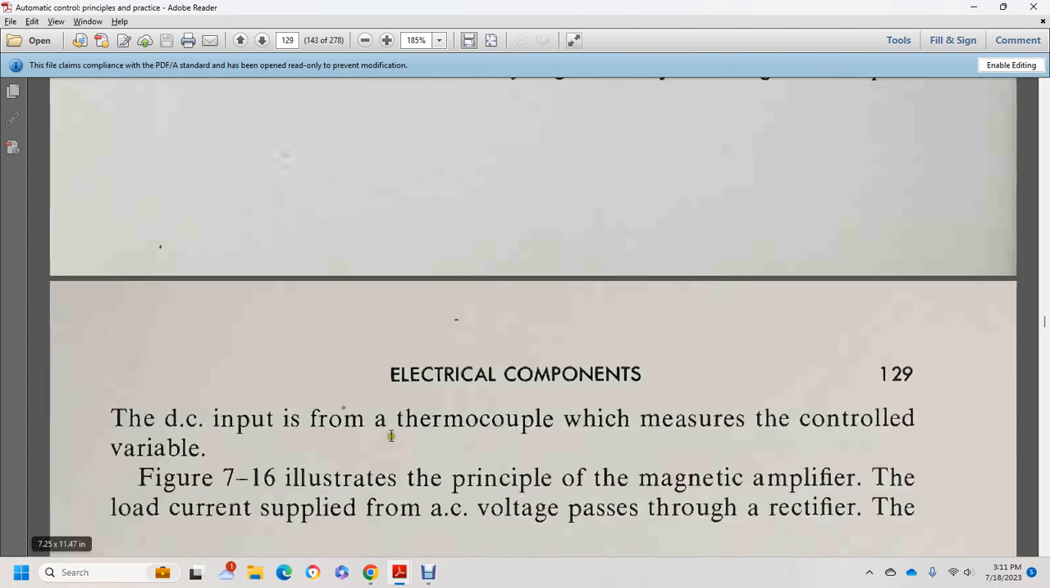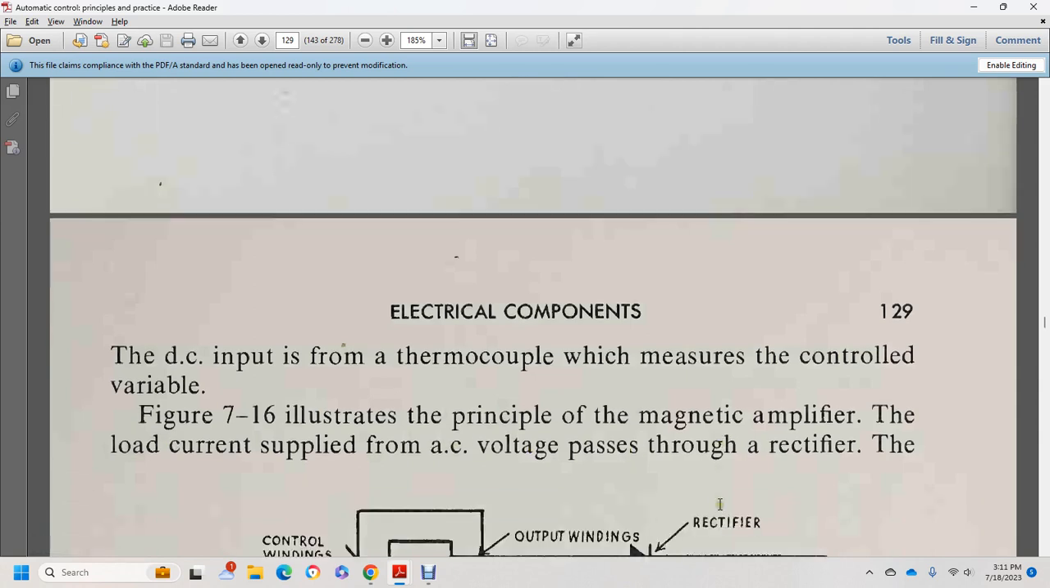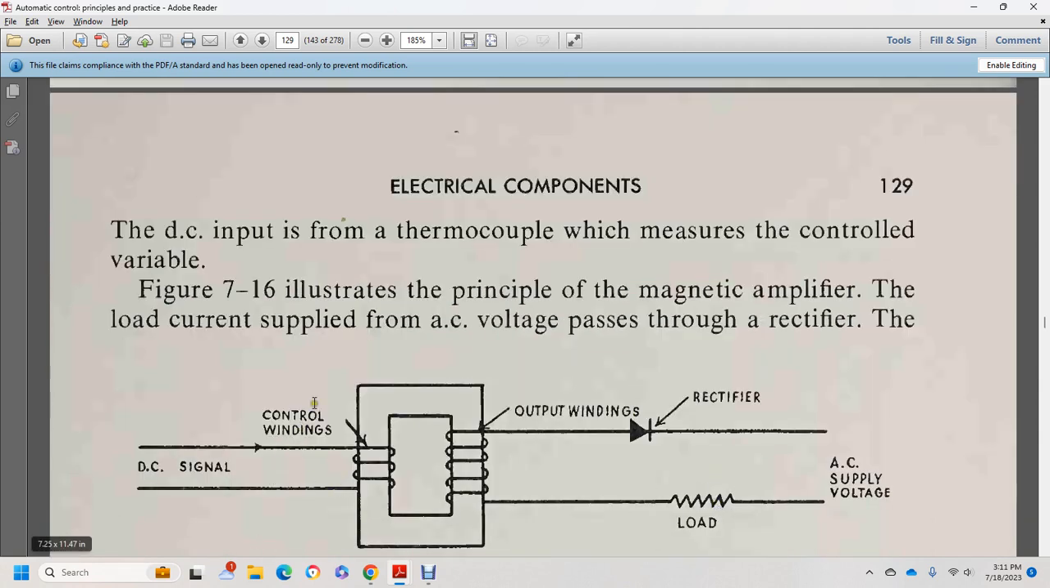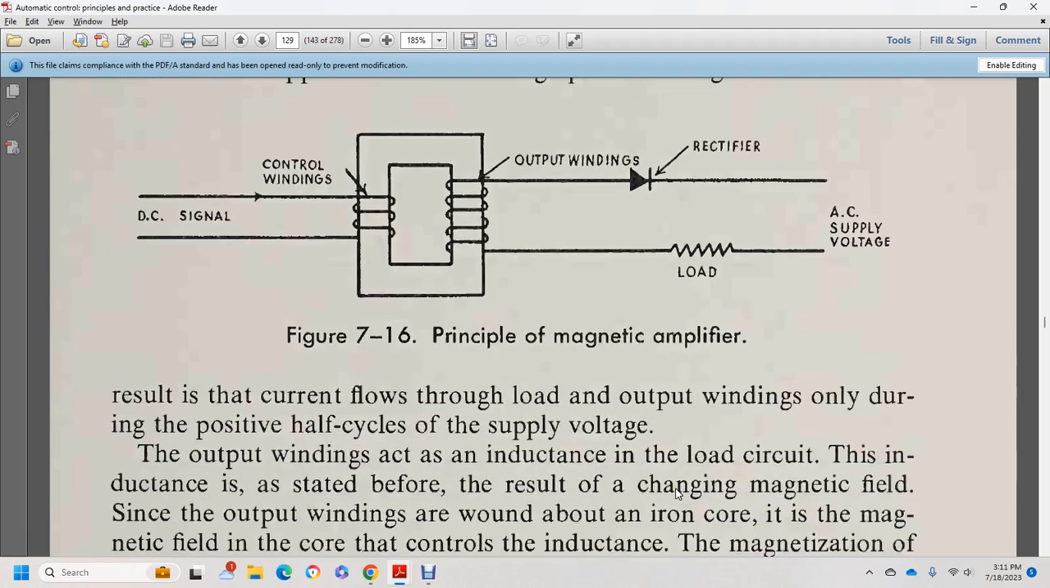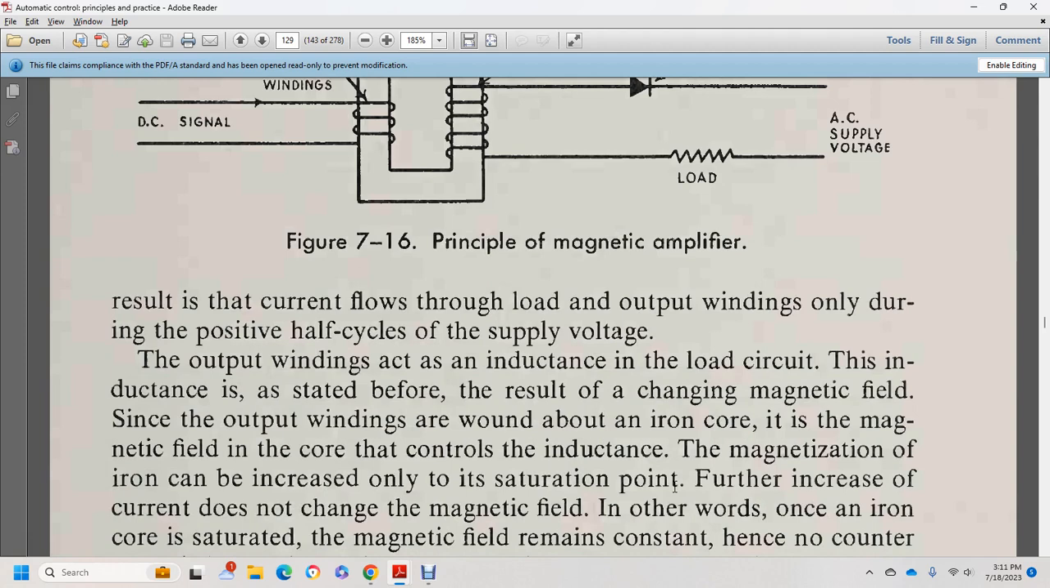The DC input is from the thermocouple, which measures the control variable. Figure 7.16 shows the principle of the magnetic amplifier, with the load current supplied by an AC voltage through a rectifier. The figure shows the DC voltage going to the control windings, the output windings, rectifier and load. The AC supply voltage results in a current that flows through the load and output windings only during the positive half cycle of the supply voltage. The output winding has inductance, and the load circuit with inductance is stated before as the result of the change of the magnetic field.